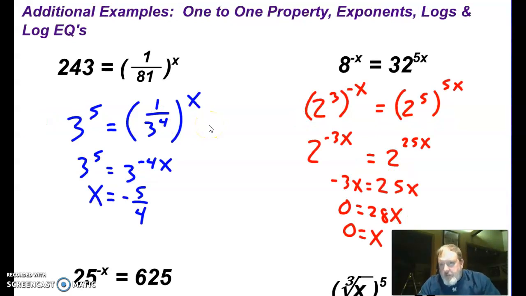All right, a couple more examples of the 1-to-1 property. Both of these can be written as base 3, so 3 to the 5th. This is 1 over 3 to the 4th, or 3 to the negative 4x. And then we can solve for x.